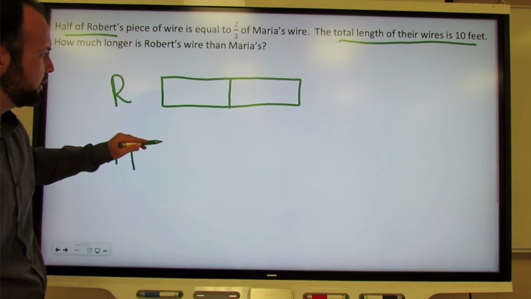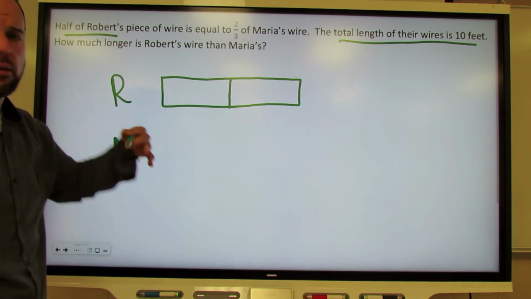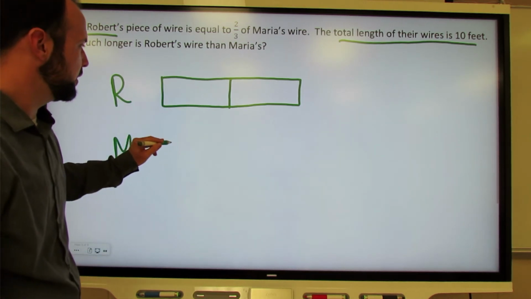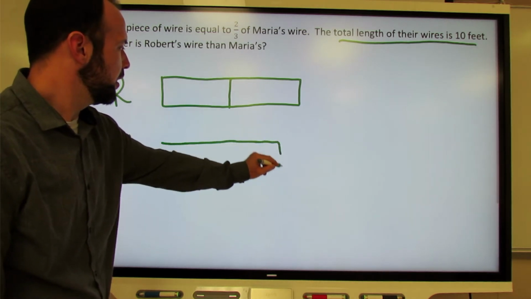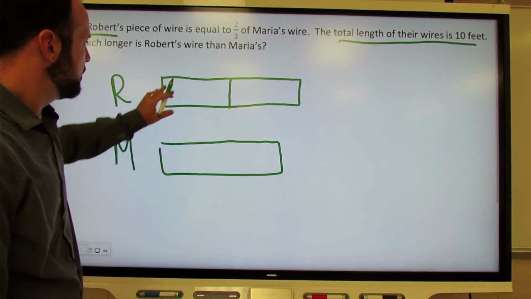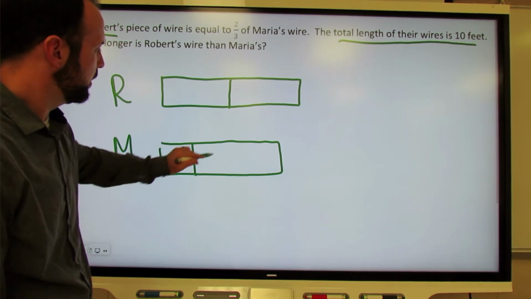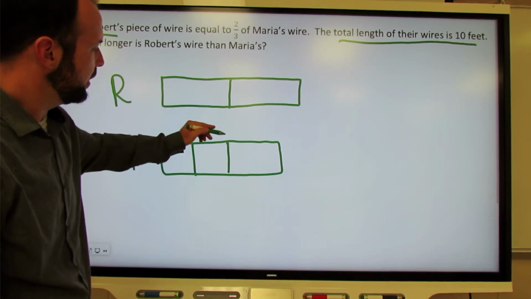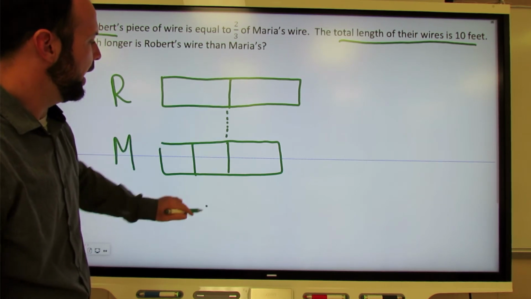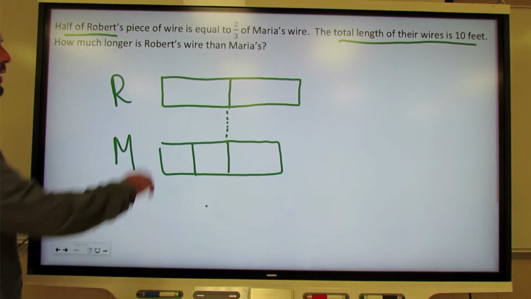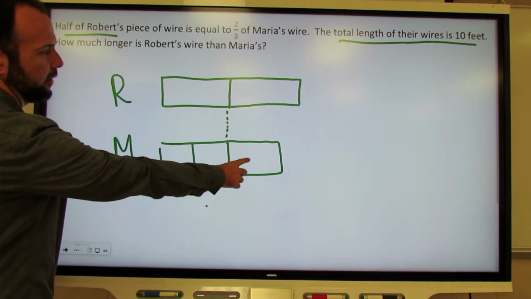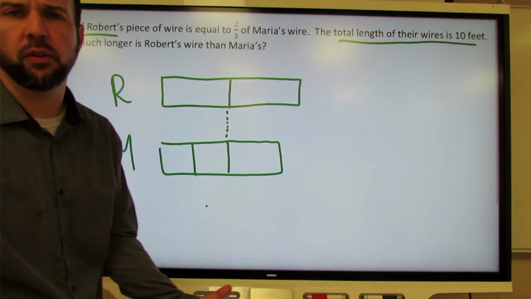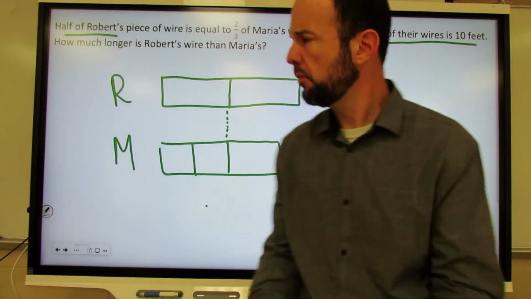So if I have Maria's here, she's going to basically have 3 pieces, right? Hers is going to be in thirds. But 2 of those thirds, 1, 2, is going to have to line up with that half of Robert's. Half of Robert's wire is equal to 2/3 of Maria's. So we have that there, all right? You with me so far? This is going okay?